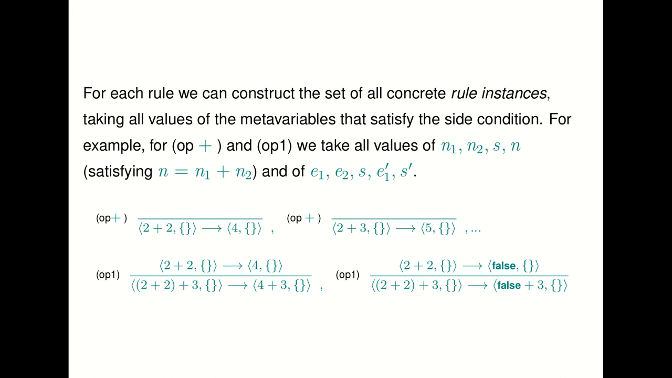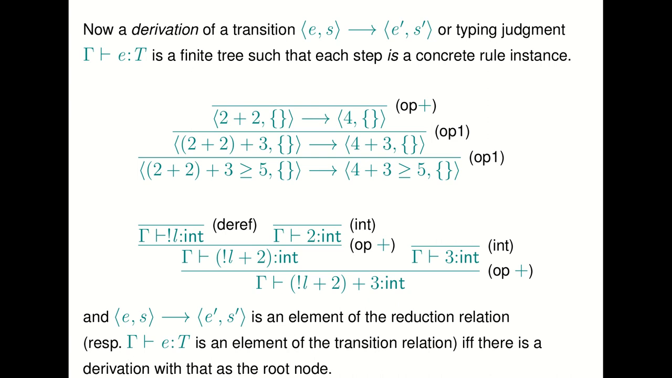And you can do the same for each of the other rules. So for instance, for the op1 rule, because 2 plus 2 goes to 4 is a concrete rule instance, we're able to show that 2 plus 2 plus 3 goes to 4 plus 3 is a concrete rule instance. And now the point is that we have an infinite set of actual concrete trees. And so we can build concrete derivations, which are finite trees where each step is a concrete rule instance. Okay, and so here's one example of this.